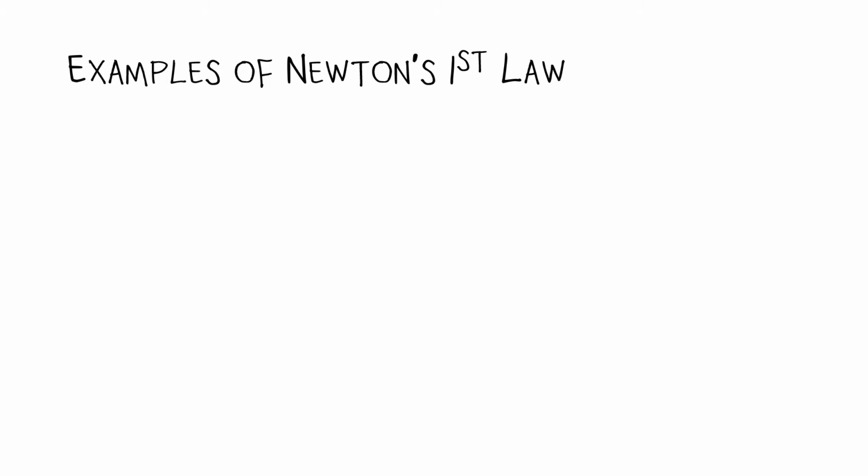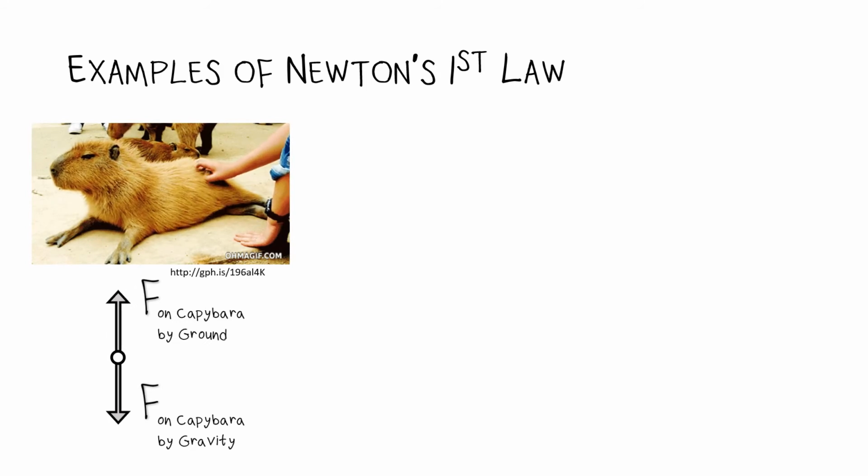Okay, so examples of Newton's first law. And remember, since Newton's first law involves balanced forces, these should all be examples of balanced forces as well. The first example is a capybara lying on the ground. It is obviously an object at rest that stays at rest. You've got a force acting up on it from the ground. The dirt that it's sitting on is pushing up on him or her. At the same time, gravity is pulling down on the capybara. So these forces are balanced forces. Nobody's winning, so the capybara is not accelerating in any particular direction.